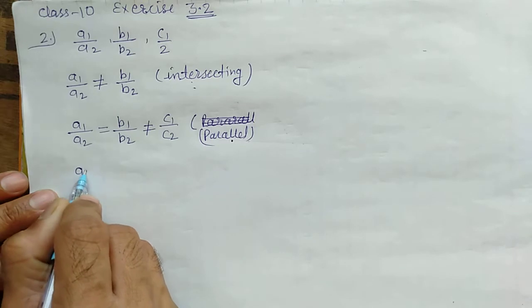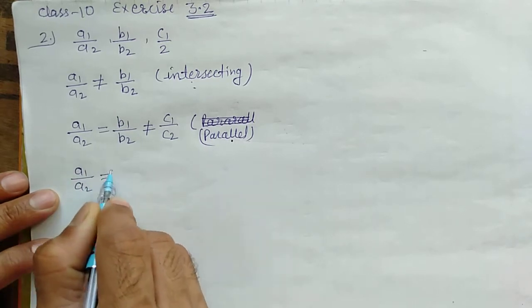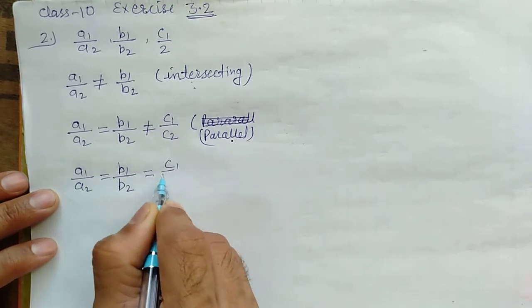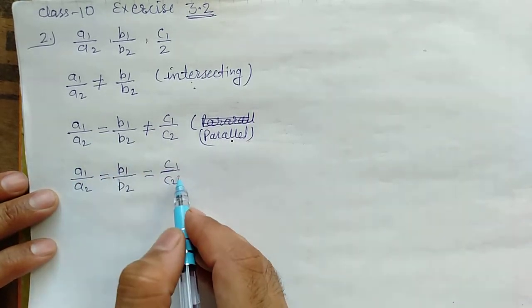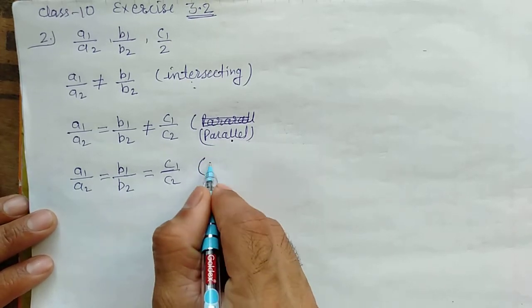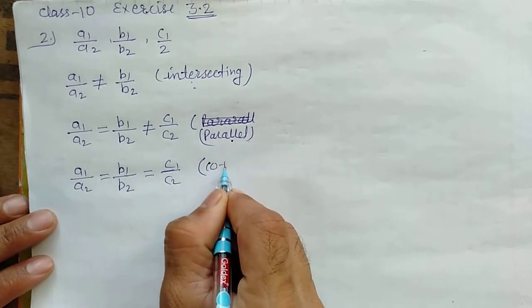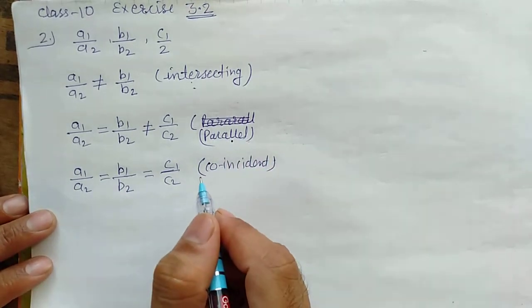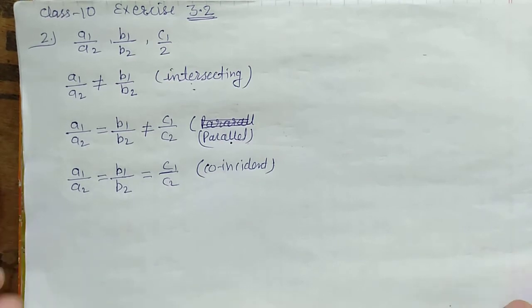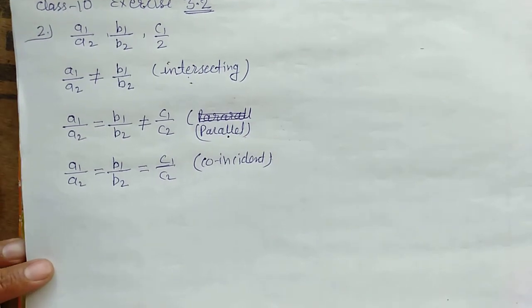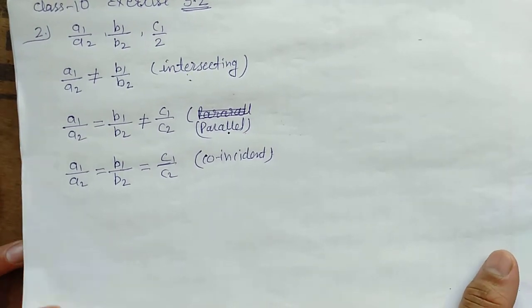Third, a1 upon a2 is equal to b1 upon b2 is equal to c1 upon c2. It means all ratios are equal, so the lines are coincident. Coincident means overlapping lines, they are overlapping each other. It means in one line, we can say the same line. One line is there only, we have just changed the name of the same.